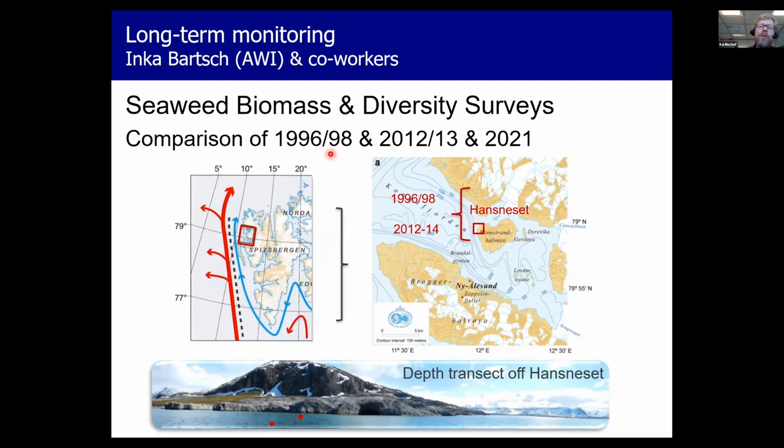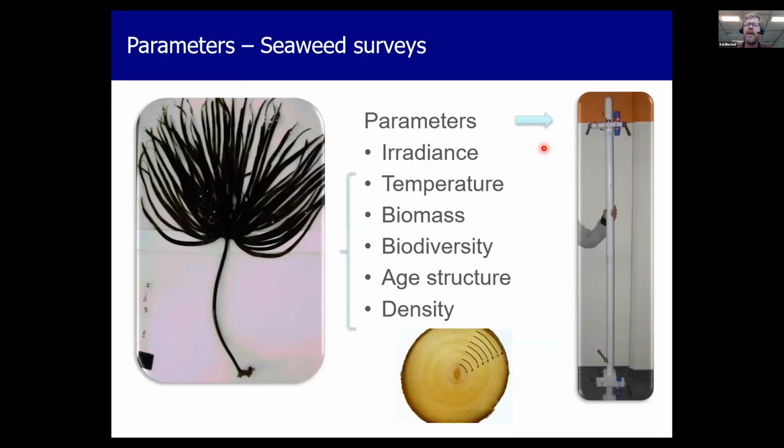There was a first survey in 1996 and 1998, a second survey in 2012 and 13, and right now we are just back from Spitsbergen, and we have conducted a third seaweed biomass survey there. But of course, these data are not yet completely analyzed. So Inka Bartsch and colleagues were looking at different parameters to describe the seaweed community: biomass, biodiversity, age structure, and the density of the kelp forest.